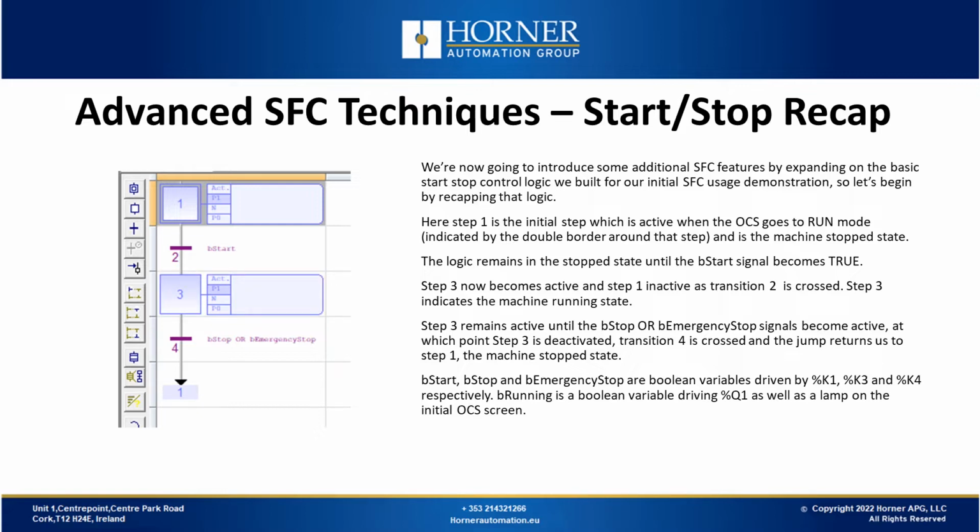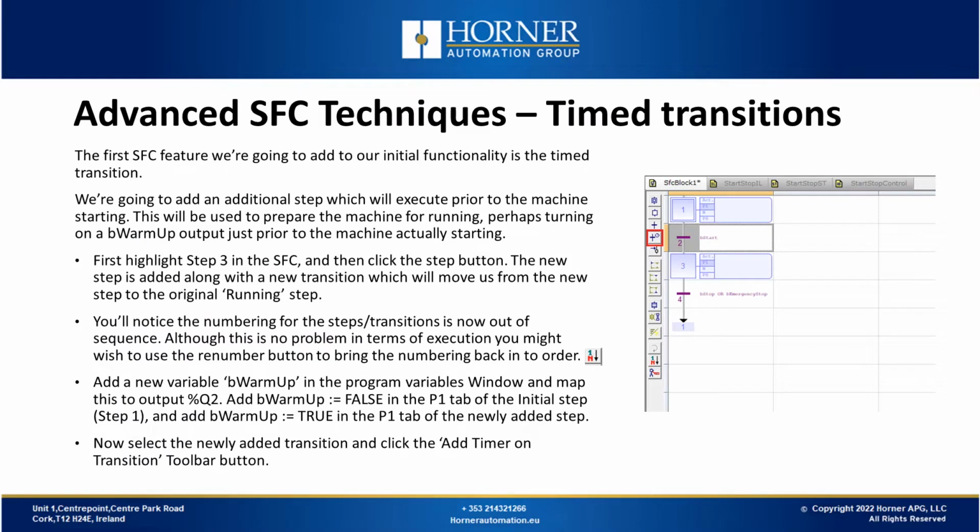Step 3 remains active until the B stop or B emergency stop signals become active, at which point step 3 is deactivated and transition 4 is crossed. Then the jump returns us to step 1, which is the machine's stopped state. B start, B stop, and B emergency stop are Boolean variables driven by K1, K3, and K4 respectively. B running is a Boolean variable driving Q1 as well as a lamp on the initial OCS screen. With that in mind, let's move on to our advanced SFC techniques.